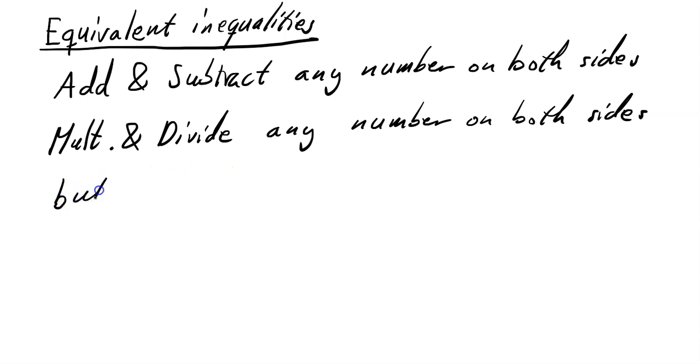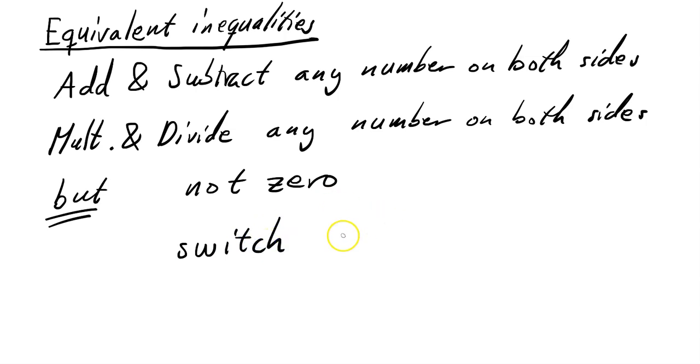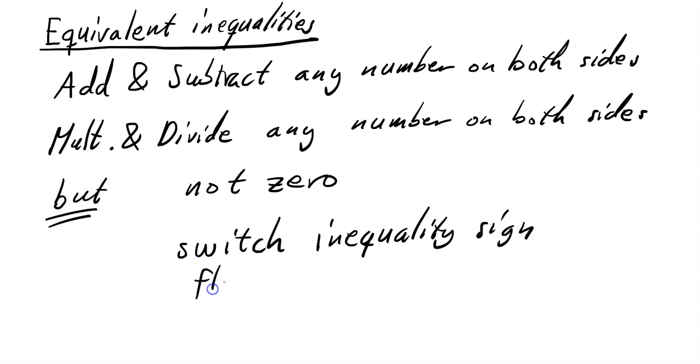But not 0. So we can't multiply or divide both sides by 0 and expect to have equivalent inequalities. We also have to keep in mind that if you multiply or divide by a negative on both sides, then we have to switch the inequality sign. Switch or flip maybe. Okay, so we need to see some examples to see what we mean by that.